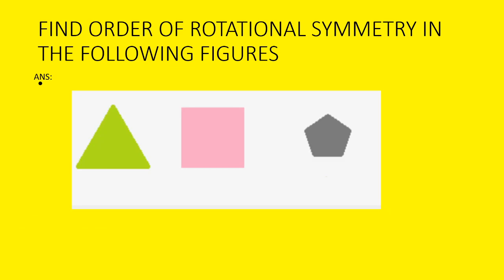Now it's your turn, children. Find the order of rotation symmetry in the following figures. You have to give the answer. This is an equilateral triangle. This is a square. And this is a pentagon. Pentagon has 5 sides, and this is a regular pentagon. Okay, you have to find the order of rotation symmetry in the following figures.